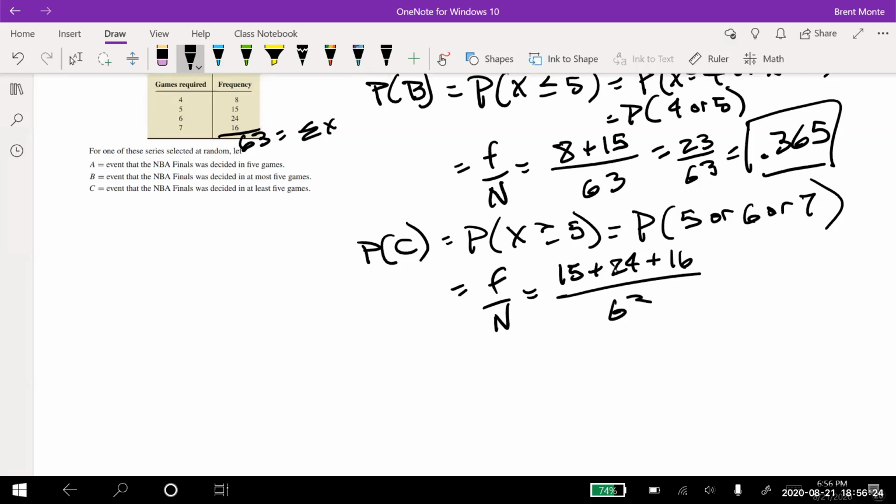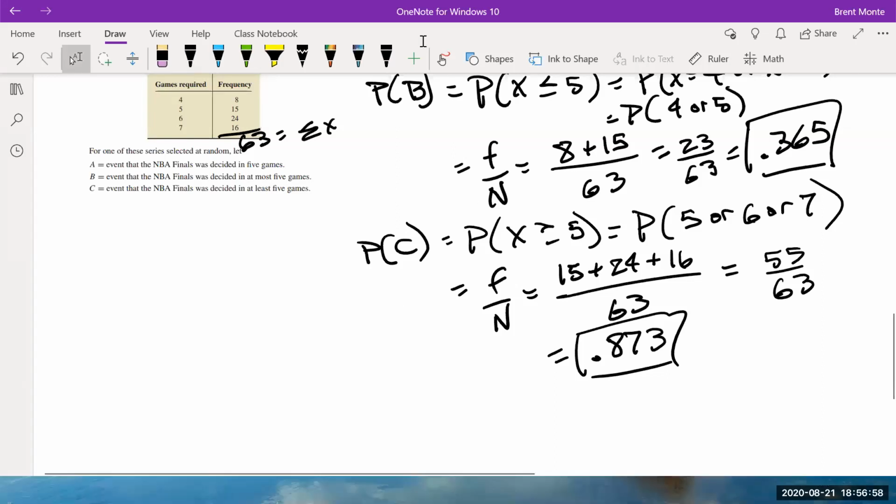And again, it's over 63. We can add those up. 15 plus 24 plus 16, I get 55 out of 63. Which, if I do that division, is about 87.3%, 0.873. Notice all these decimal numbers that we got were between 0 and 1, just like the property told us in the last section. Okay, done with that section.